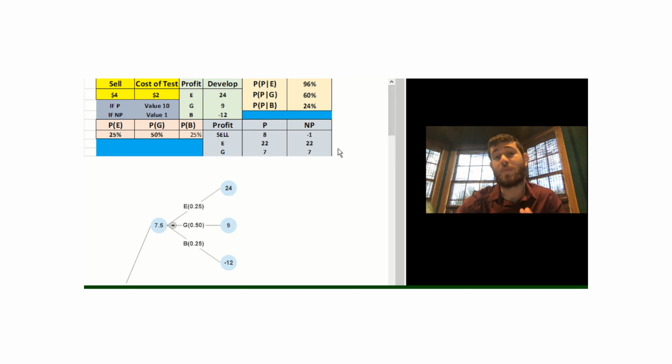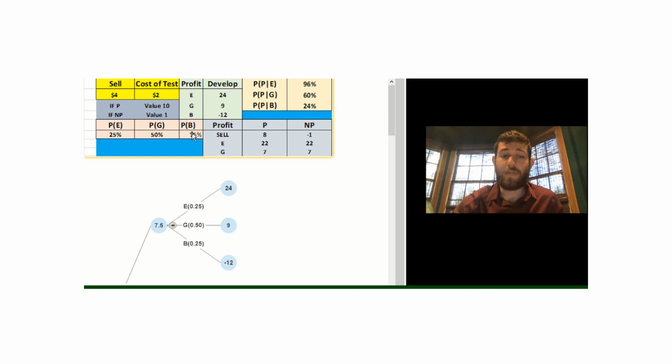Now, there's three types of cobalt. It could be excellent, good, or bad. We know that if we choose to develop this land and the cobalt is excellent, we're going to profit $24 million. If it's good, we're going to profit $9 million. But if it's bad, we're going to lose $12 million. We also know that the probability that this cobalt is excellent is 25%, probability that it's good is 50%, and the probability that it's bad is 25%. E for excellent, G for good, B for bad.